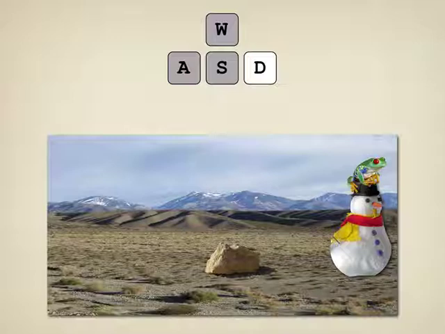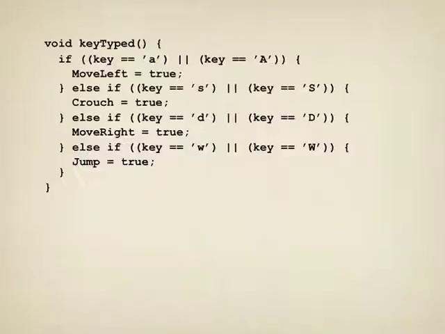The trick to making all of this work was we were able to tell when the W key came up. So let's put that into our code. Here's the key typed routine from before. We test for each key and we set the global variable corresponding to it to be true.